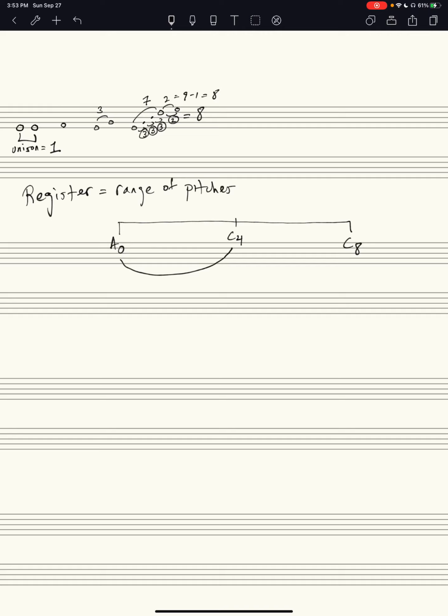In fact, let's figure it out. What's the size of A0 up to C4? And then what we're going to do is figure out the size of C4 up to C8, and then we're going to give them a name, these two individual registers, right, from A0 to C4, and then C4 to C8. So let's do that together. How do I figure out the size of A0 to C4? Well, we can do it the long way.